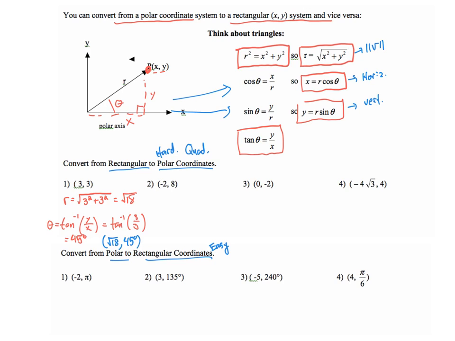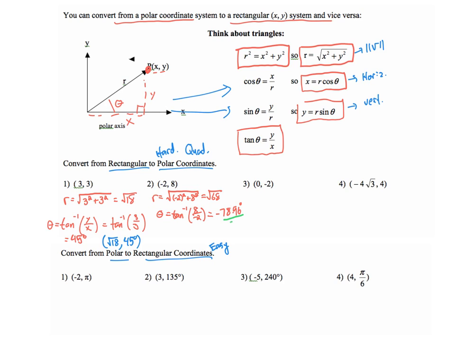Okay, let's try the next one. The radius would be the square root of negative 2 squared plus 8 squared. And that would be 4 plus 64, so this would be the square root of 68. And then the theta would be the inverse tangent of 8 over negative 2. I'm going to grab a calculator and do that real quick. And from that, I get negative 78.96 degrees.